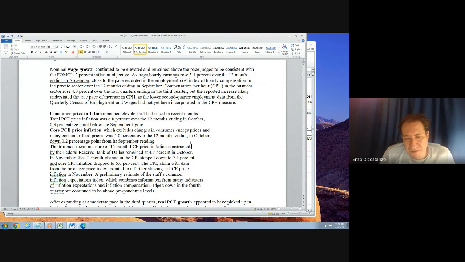The trimmed mean measure of 12-month PCE constructed by the Federal Reserve Bank of Dallas remained at 4.7 in October. So they're playing statistical games with this. The November 12-month change in CPI stepped down to 7.1%. And the core, yeah, so this is CPI. These are the CPI now. So let's look at these. This is CPI, core CPI.